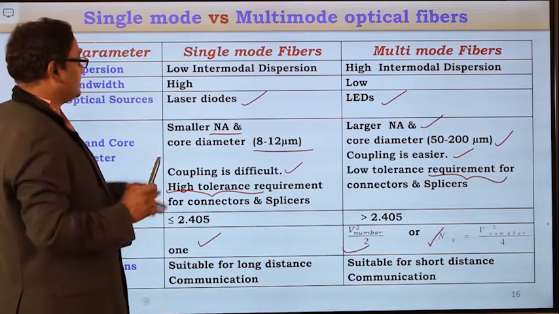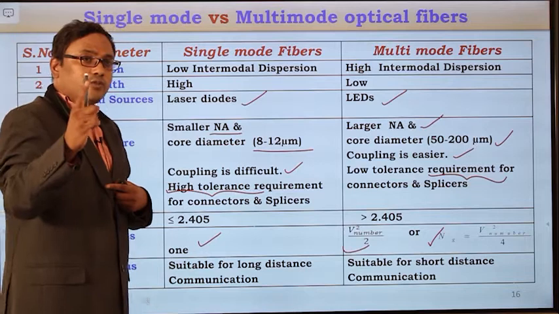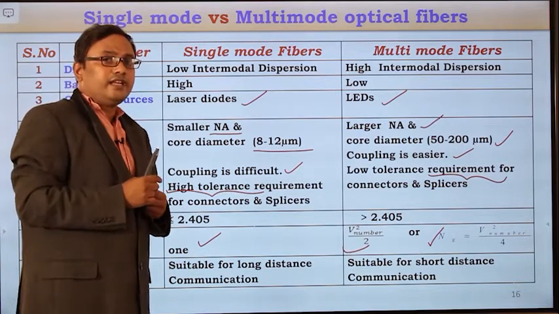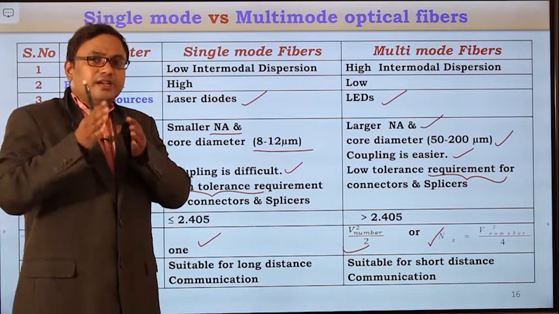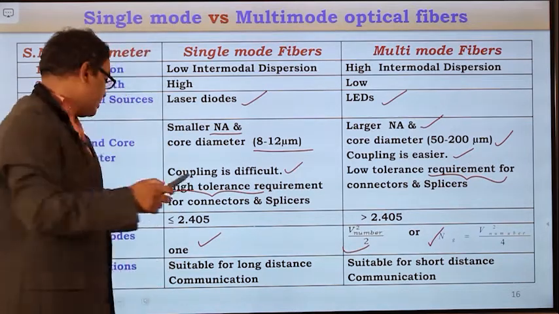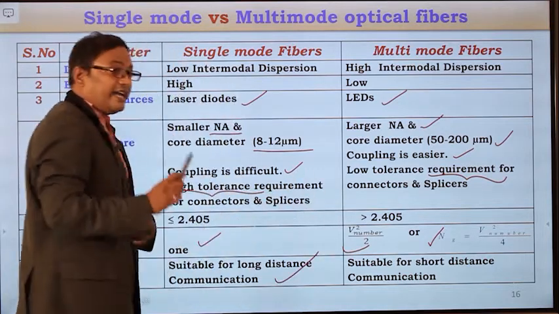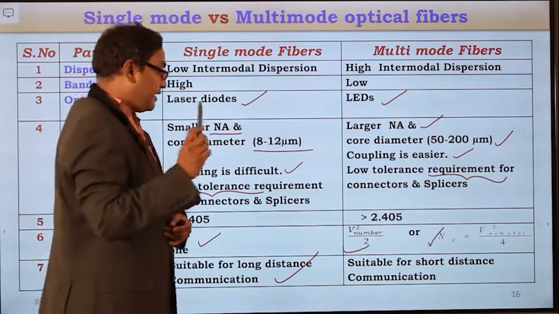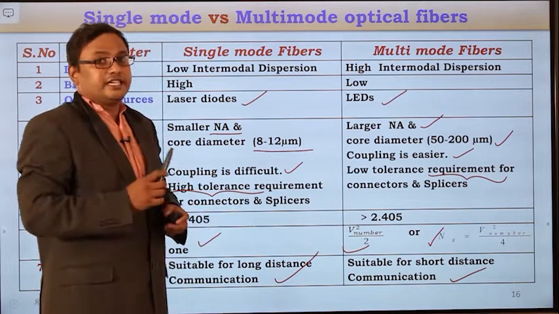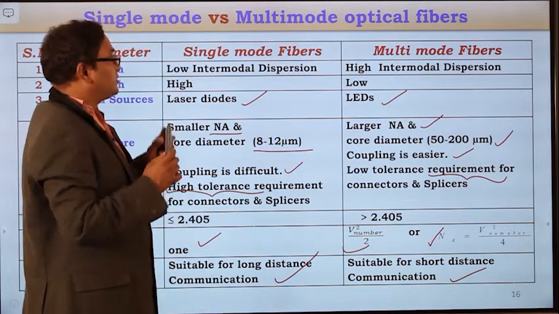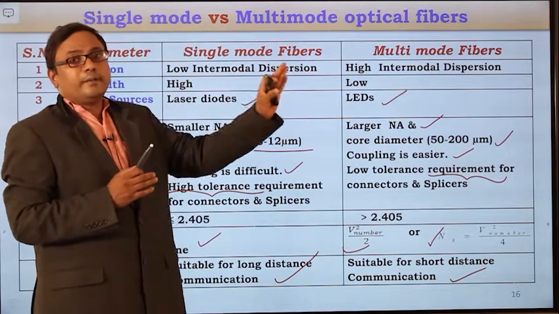And since single mode fibers accommodate only one light mode, only one light ray is propagating, without any interference losses and with minimal dispersion losses, so single mode fibers are suitable for long distance and high data rate communication systems, whereas multi-mode fibers are suitable for short distance communication. So that's it. This is the comparison between single mode fibers and multi-mode fibers.